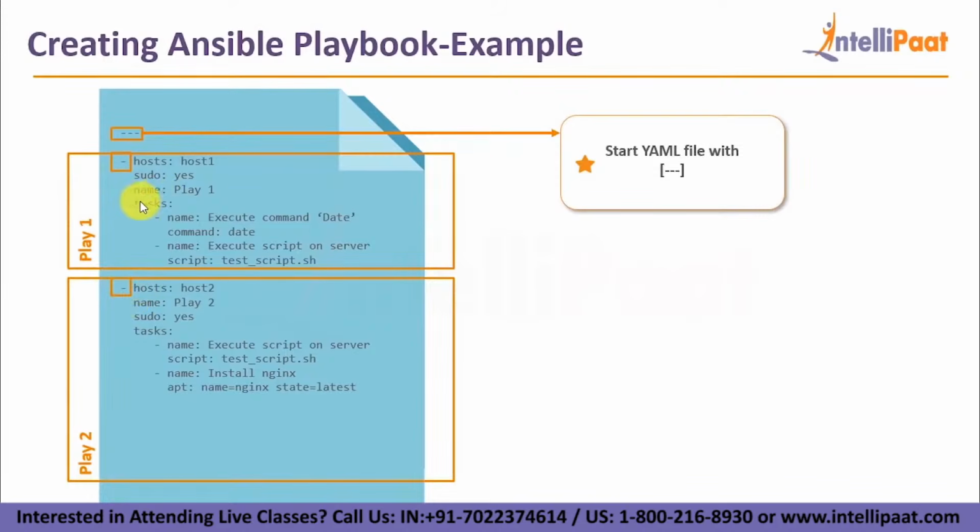Now the next thing is that inside a play you have tasks. As you can see, you have tasks over here, and the first task that we have is execute command date. This is the descriptive name of the task, so this does not get executed. This could be any string that you want to give. Second thing is you'll have to pass the command. Now what command has to be executed on the terminal? That same exact command you have to mention here.